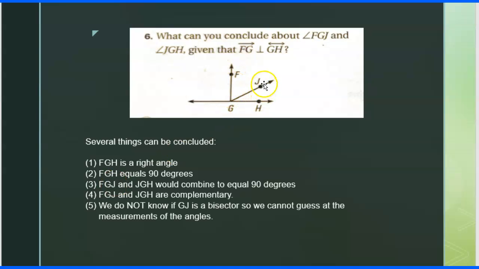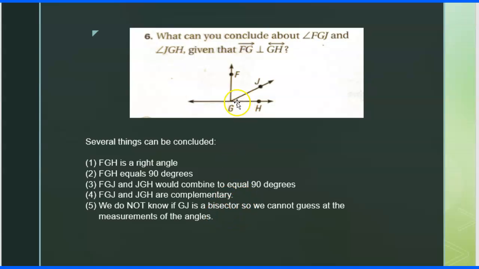FGJ plus GJH would combine to equal 90 degrees, and that's just because of the information we've been given up here. We know that this is a right angle, and we know it equals 90 degrees. Putting these two together, the next two angles that are next to each other in a right angle would equal 90 degrees. Then FGJ and JGH are complementary. That's the definition of 90 degrees.